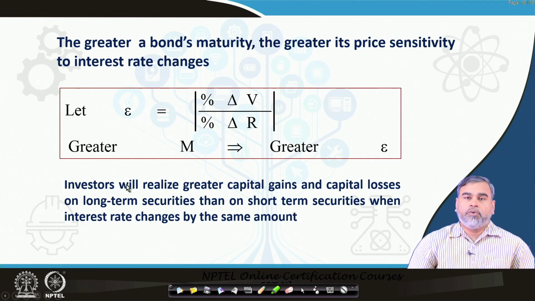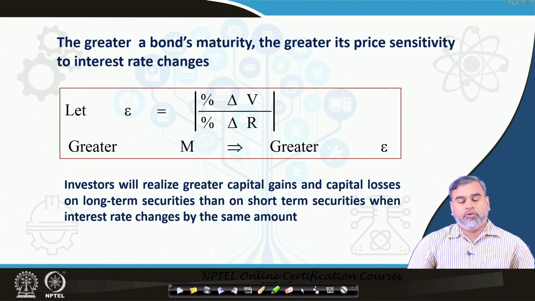So, from this, what kind of strategy can we adopt? Investors will always realize greater capital gains and capital losses on long term securities than on short term securities when the interest rate changes by the same amount. That is why we consider long term investments riskier than short term investments, because if there is a change in interest rate, the price fluctuations or price volatility will be more for long term bonds than for short term bonds.